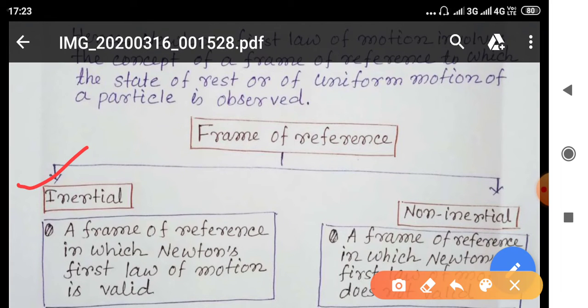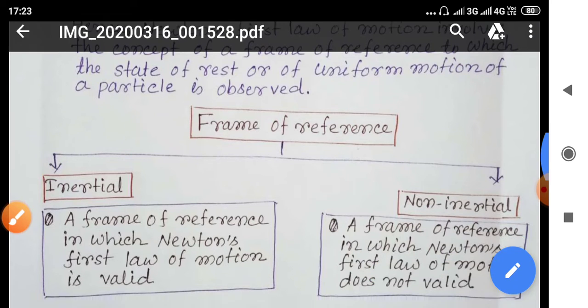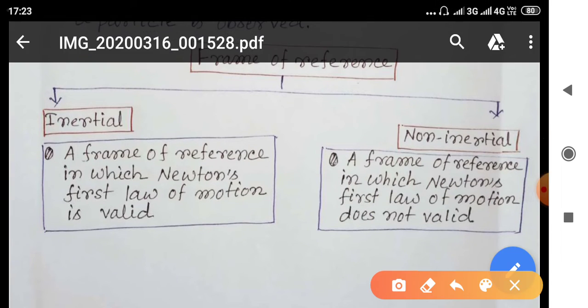Frame of reference is divided into two parts. One is the inertial frame of reference and the other one is the non-inertial frame of reference. According to the definition, what is the inertial frame of reference? It is a frame of reference where Newton's first law of motion is valid. Similarly, in a non-inertial frame of reference, Newton's first law of motion is not valid.